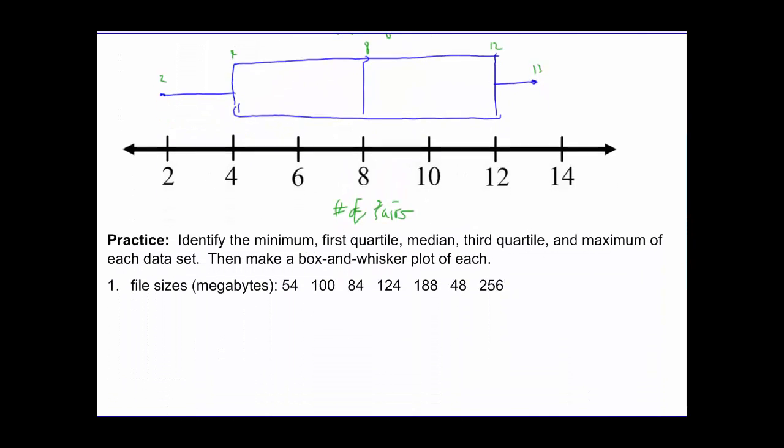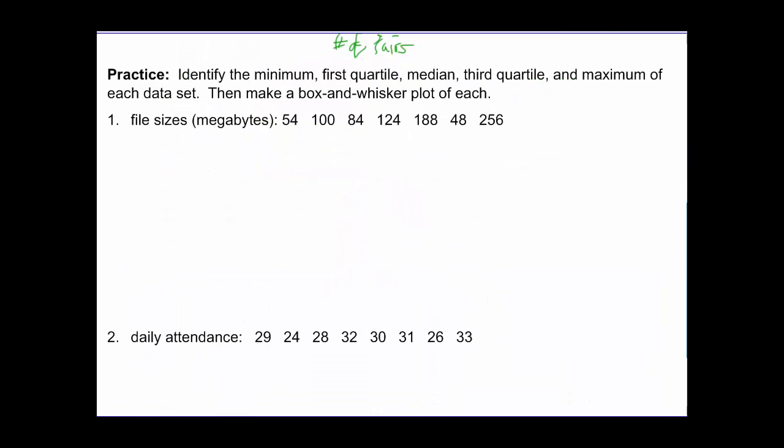All right, practice now. We're going to identify the minimum, quartile 1, median, third quartile, and maximum of each data set. Then we're going to make a box and whisker plot of each. Okay, so number 1, we have file sizes in megabytes. Again, the first thing we need to do is order the data. If we order the data from least to greatest, we should get 48, 54, 84, 100, 124, 188, and then 256.